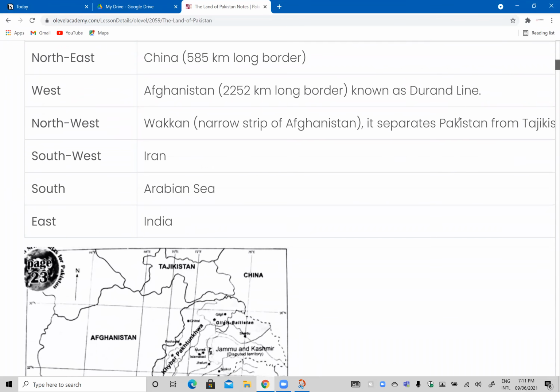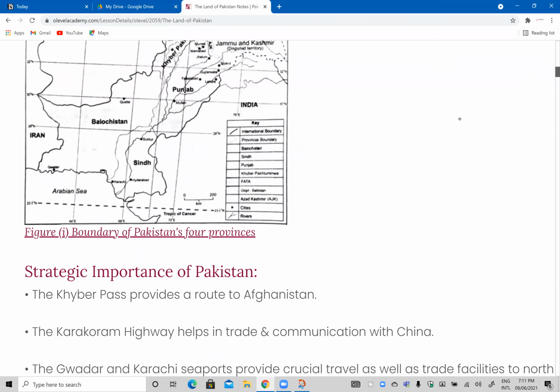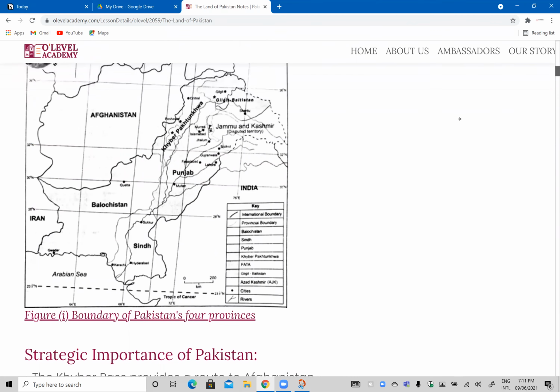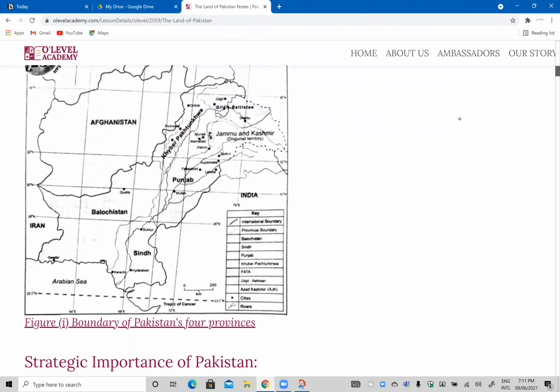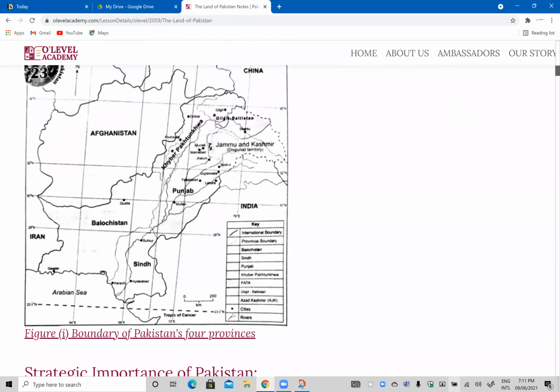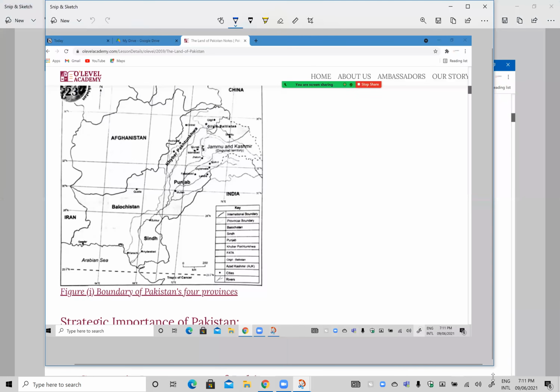On the southern side, we are basically connected to the Arabian Sea. This is the Arabian Sea over here, with some parts of Balochistan and Sindh. All right, guys, also let's look at the provinces. If we're just looking at the map over here, I'm going to annotate on this again to look at the provinces.